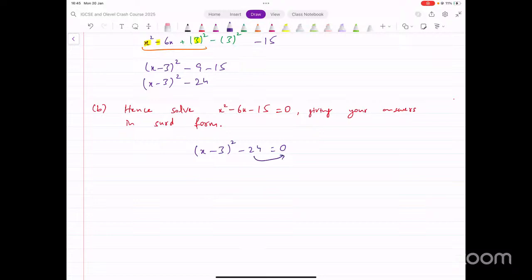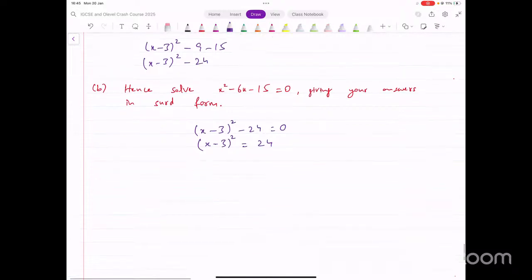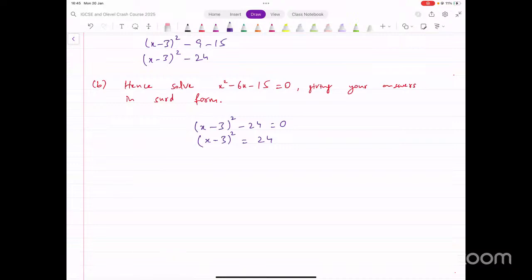You can just take 24 to the other side so that it becomes x minus 3 whole squared equal to 24. Okay. And now you want the values of x, right? So you want to make x the subject. You want to get rid of the square for that. How do you get rid of the square? You take square root on both sides. Now, when you do that, it becomes x minus 3. The square root gets cancelled on the left side. The square gets cancelled on the left side.